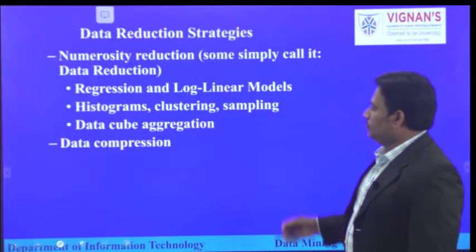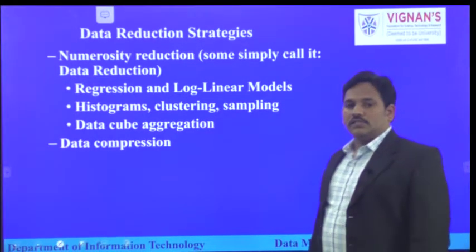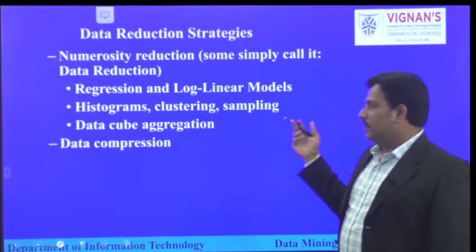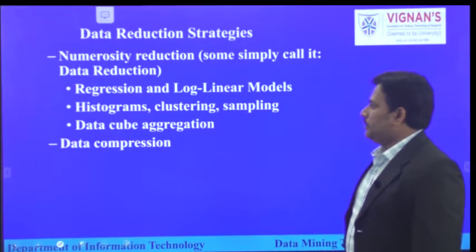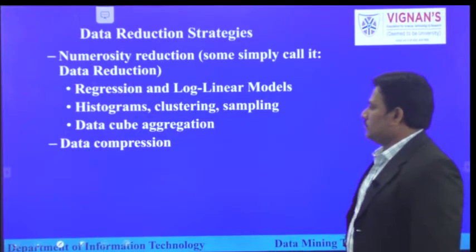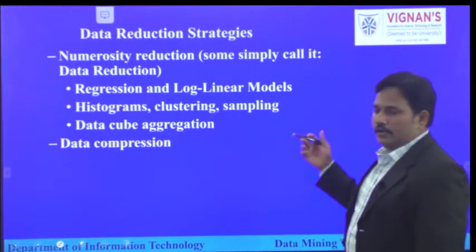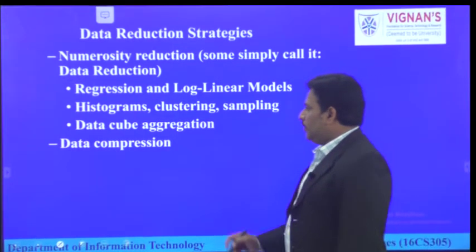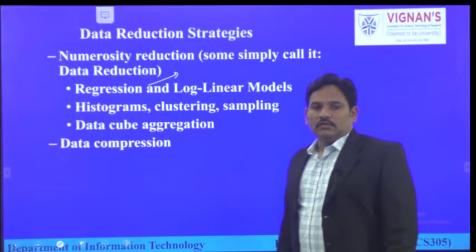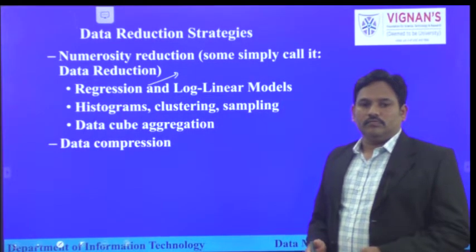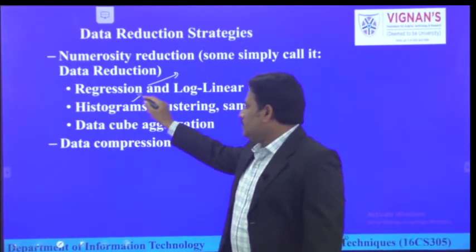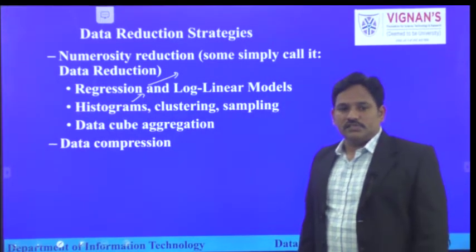In addition to those, we can also apply numerosity reduction. The previous approach is dimensionality reduction. Now, alongside dimensionality reduction, there is one more operation called numerosity reduction, which can also be called a data reduction technique. Under numerosity reduction, there is a possibility to apply regression operations to identify the linearity, or dependency, of each attribute on other attributes, or to create histograms, or to make clusters.